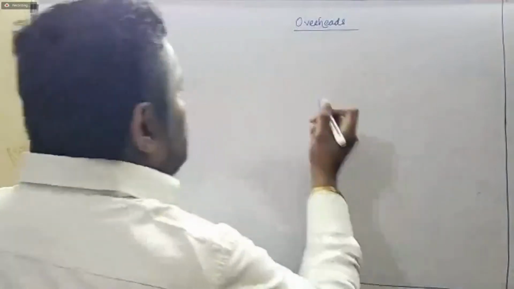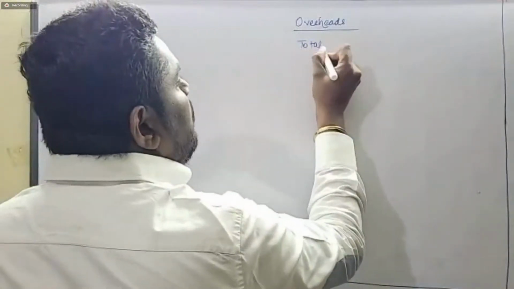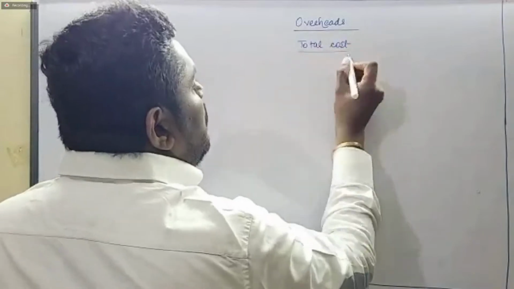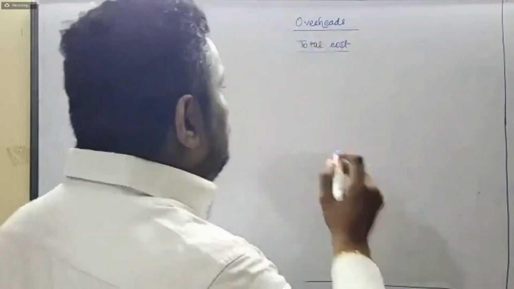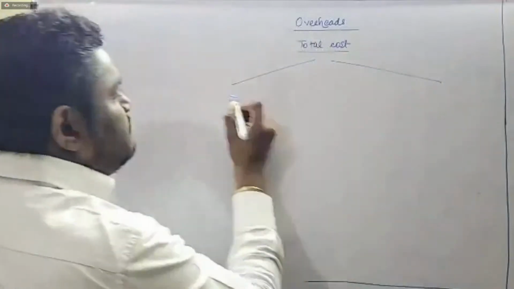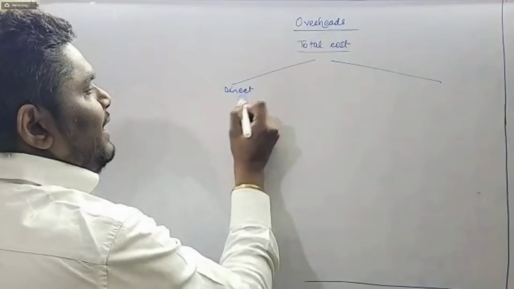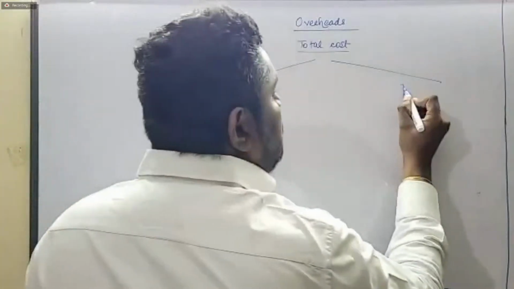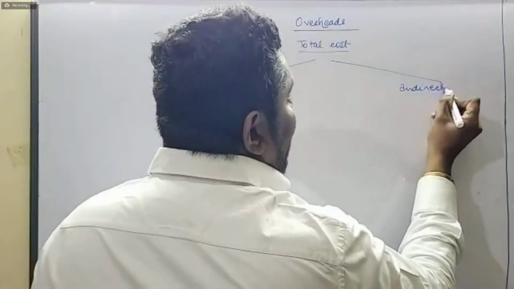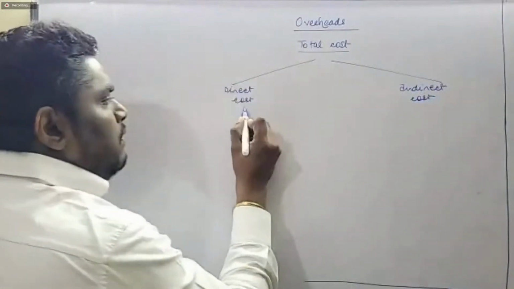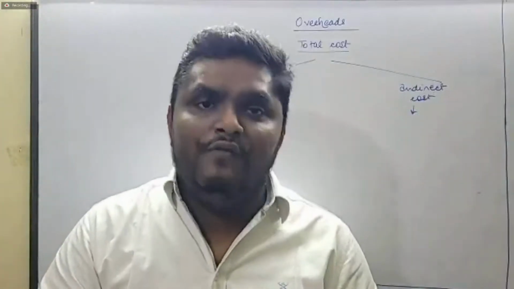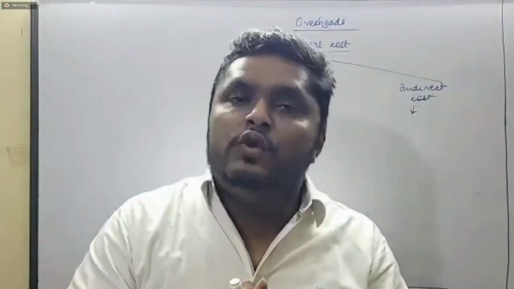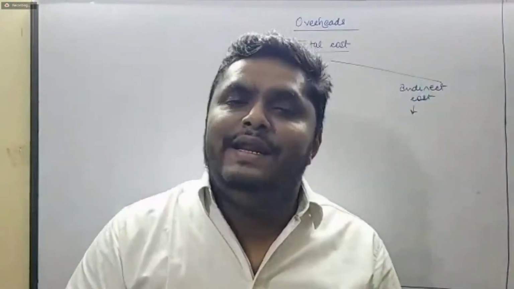When talking about total cost, the total cost can be classified in two parts, that is direct cost and indirect cost. I repeat again, guys, when talking about the total cost of a product, the cost can be classified in two parts, that is direct cost and indirect cost.